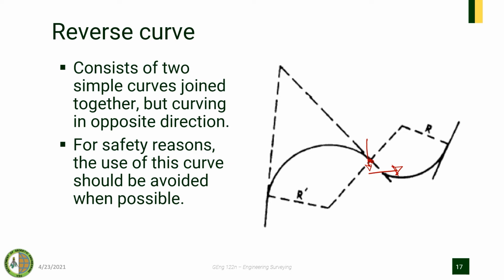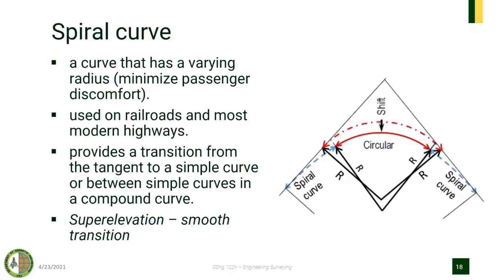So again, it is similar to a compound curve. The difference is that the connecting radius of this curve turns, or changes its direction, in the opposite way, whereas in a compound curve, the change of direction is the same. So this is somehow the difference between most of them.